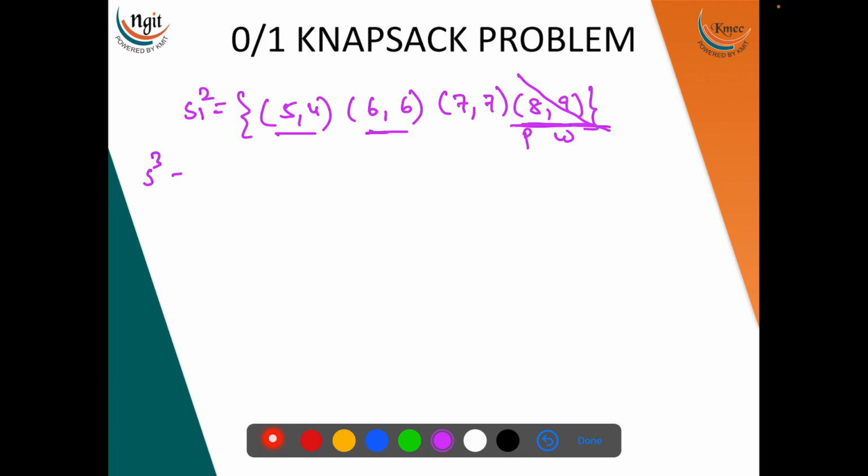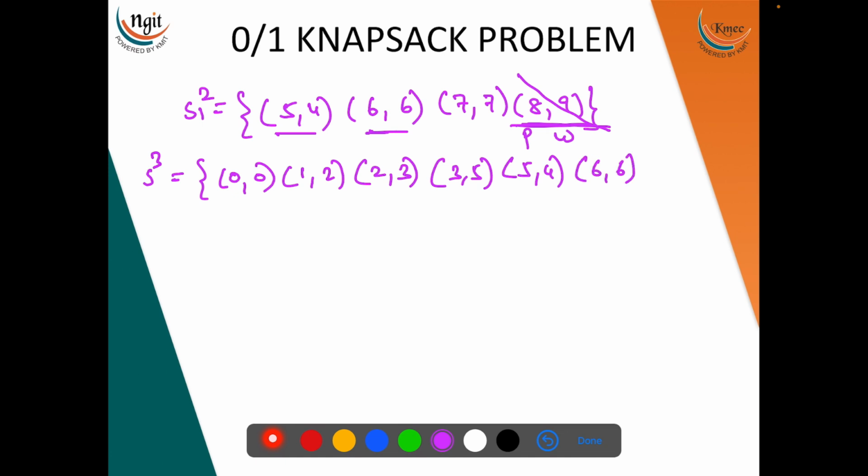Now S3 set is equal to 0 comma 0. No item is in the bag. 1 comma 2. First item is in the bag. 2 comma 3. Second item is in the bag. 3 comma 5. Both the items are in the bag. 5 comma 4. Third item is in the bag. 6 comma 6. Third item and first item are in the bag. And 7 comma 7. Now third item and the second item are in the bag. And 8 comma 9.